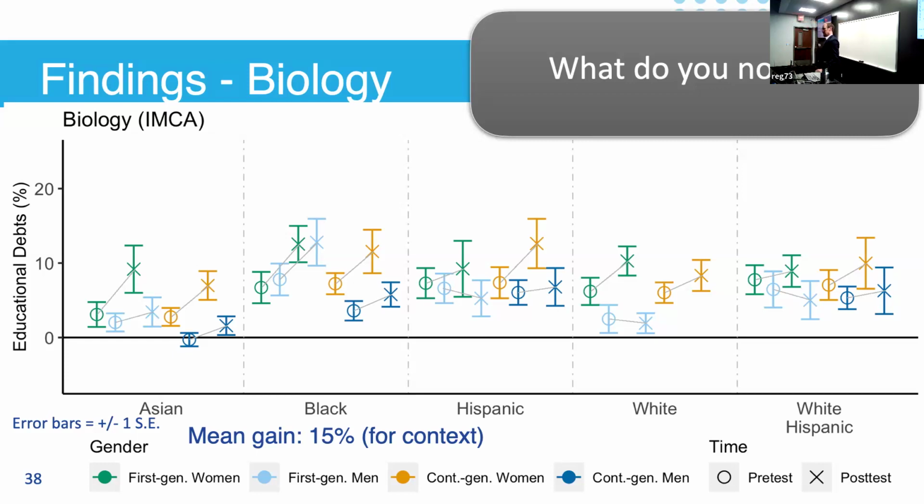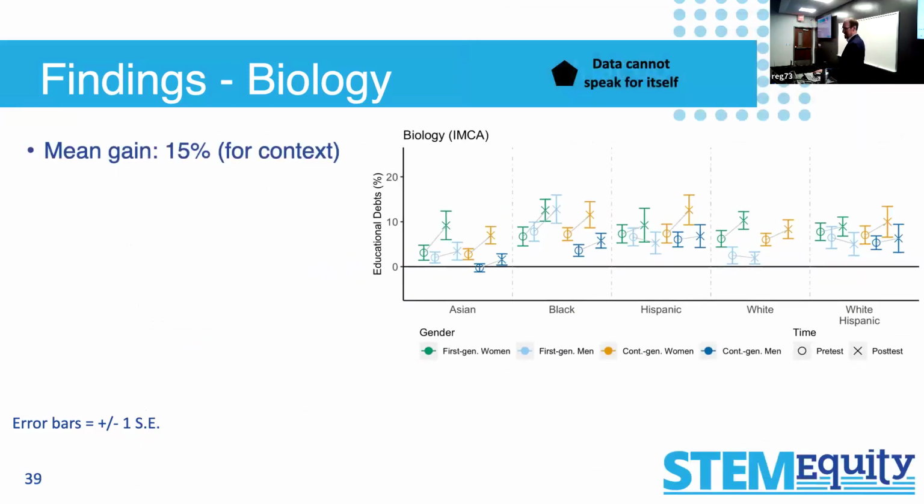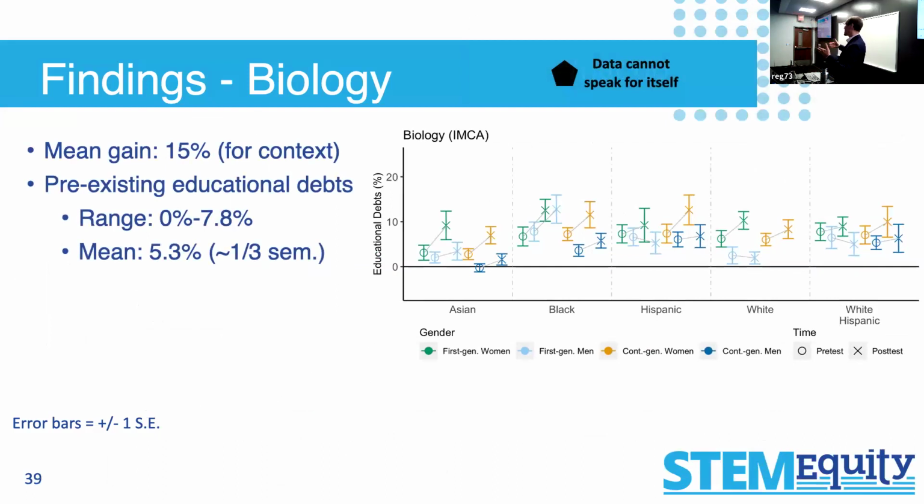Different students. Yep. So yeah, what do I see here? Again, our mean gain is around 15%. This initial pre-existing educational debt.